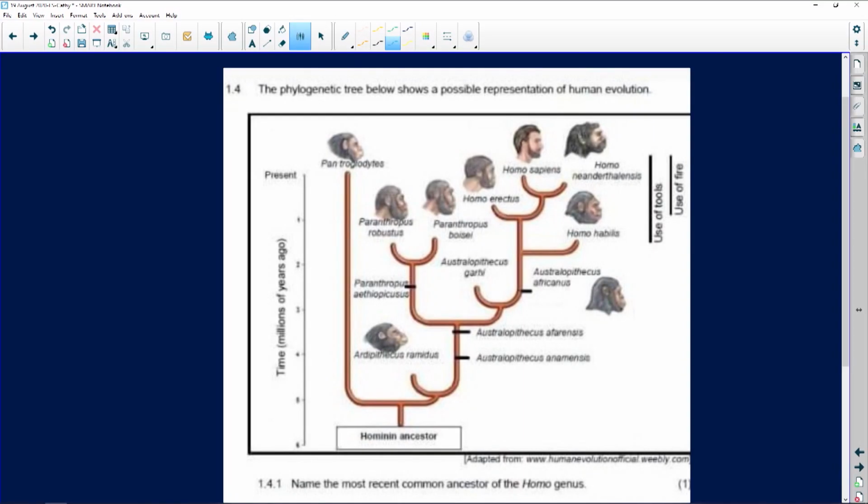Now we're going to look at a phylogenetic tree, and they've inserted little pictures just in case you didn't know what these animals and creatures looked like. They say the phylogenetic tree below represents the possible representation of human evolution. No one can say for sure that this is exactly how humans evolved, because remember, there are a whole bunch of fossils that haven't been found, or have been found, but they all mould up.